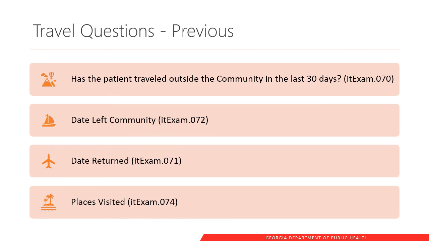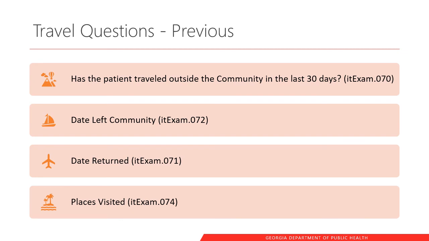Travel questions. Previously, we had the travel questions of IT exam 070, 071, 2, and 4. What those questions were recording is, number one, has the patient traveled outside their community in the last 30 days, and we had a warning level validation rule in there. Then, when did they leave their community, when did they return, and where did they go? The definition of community is based on your medical director's definition.